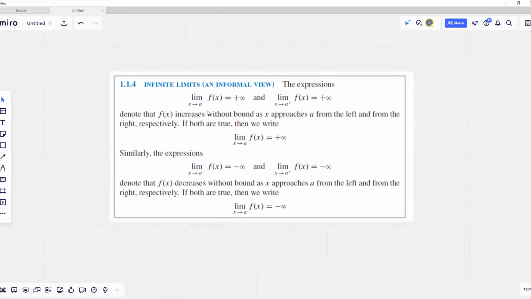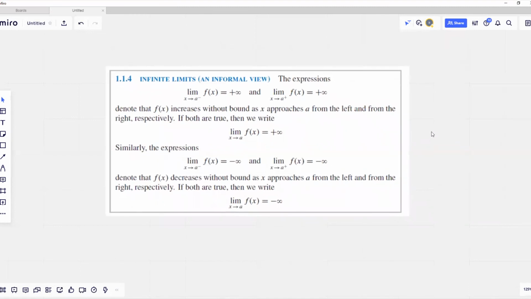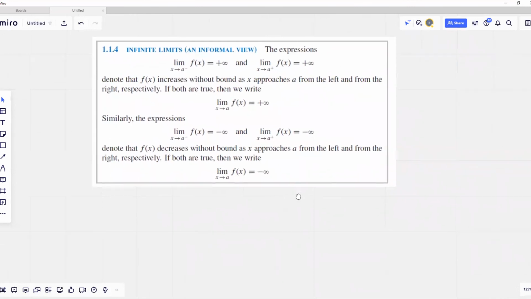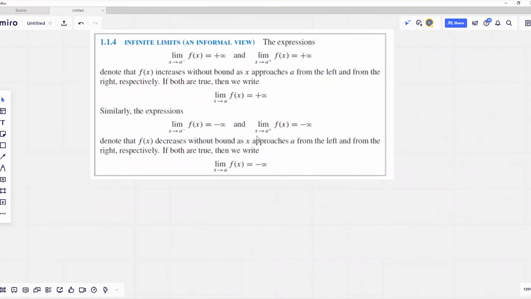Those two expressions here, the limit as x approaches a from the left side of f of x is equal to plus infinity, and the limit as x approaches a from the right side of f of x is equal to plus infinity, denote that f of x increases without bound as x approaches a from the left and from the right sides. So if both are true, then we write that the two-sided limit of f of x is equal to plus infinity. And similarly, when one-sided limits are equal to minus infinity, we say that the two-sided limit is equal to minus infinity.